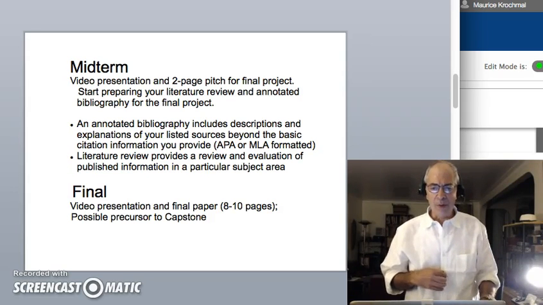What is really important, in terms of not only the weekly assignments and VoiceThread discussion participation, are the midterm and the final project. We're going to be looking at video presentations you will be working on and a 2-page proposal for your final project, a pitch proposal.